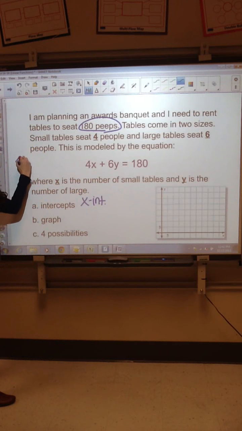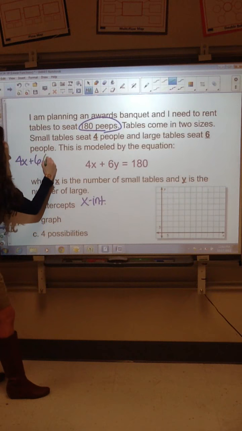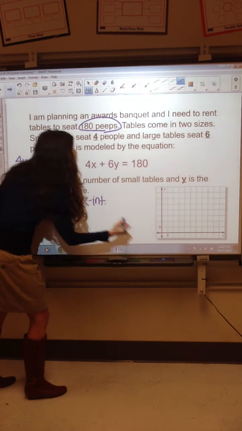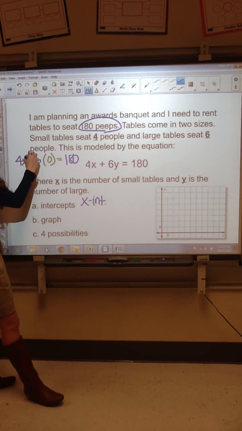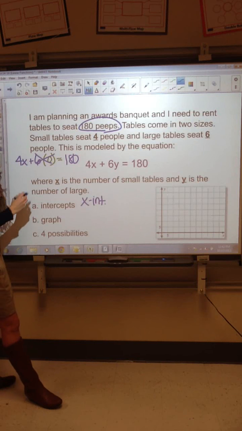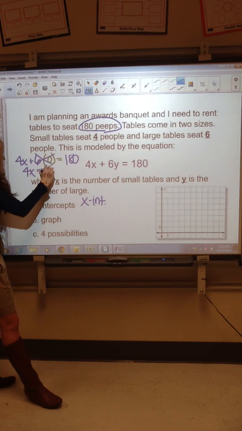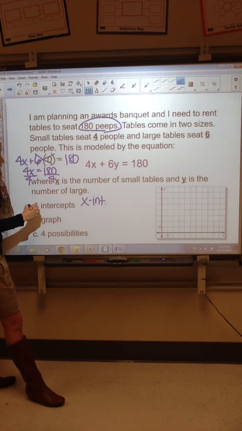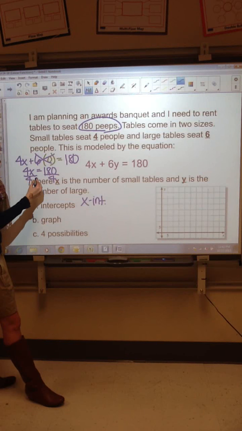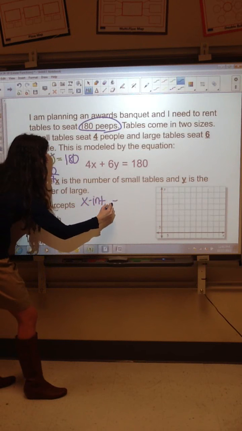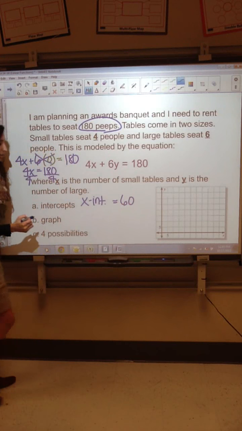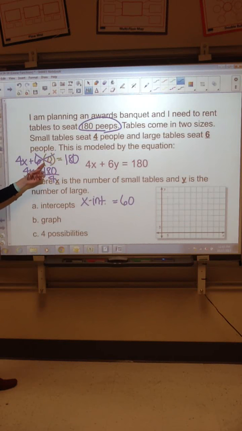So let's do that. 4x plus 6 times what? 0. Remember, I need x, so y is 0, equals 180. So 6 times 0, nothing. 4x equals 180. How do I get x by itself? Divide by 4, divide by 4. 180 divided by 4, you may use a calculator. So now x equals 180 divided by 4, 60. So when x is 60, y should be 0.